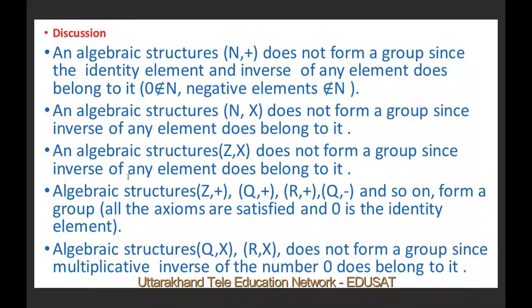Similarly, the set of natural numbers equipped with multiplication does not form a group because the multiplicative inverse of any element does not belong to it. If we take any natural number, let's say 5, its multiplicative inverse is 1/5, but 1/5 is not a natural number.